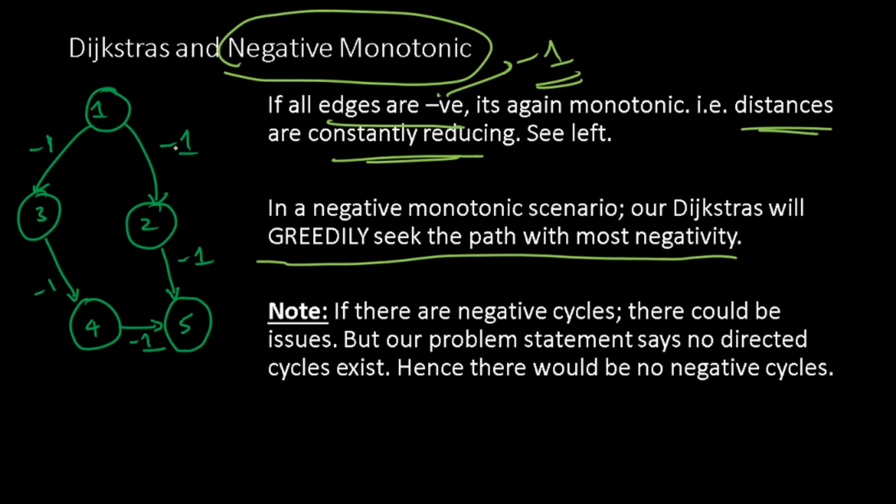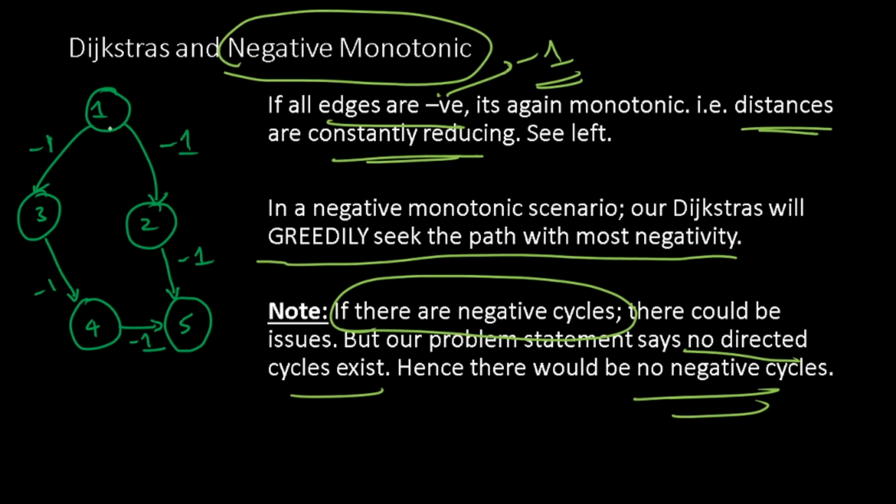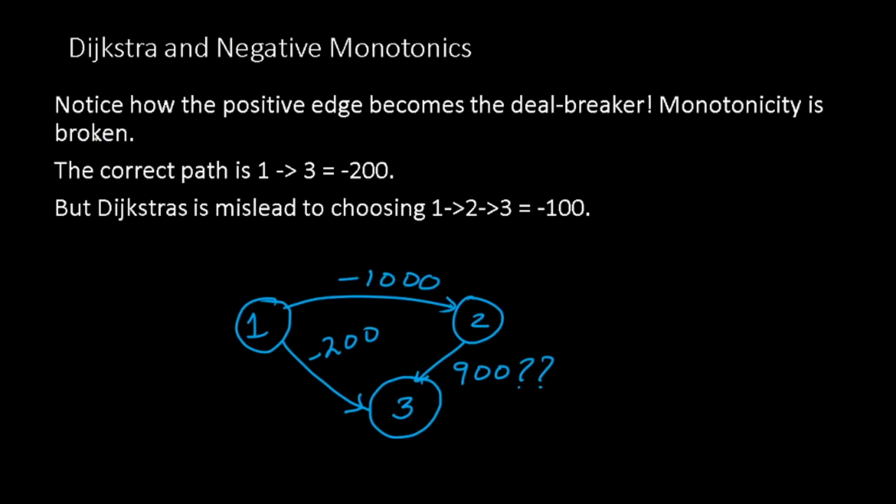problem. The only case where there could have been a failure is if there are negative cycles. If there are negative cycles, Dijkstra's will not work. Bellman-Ford also has to be modified to work. But our problem statement says that there are no directed cycles. Because there are no directed cycles, none of them would be a negative cycle anyway. So in other words, because we have no cycles and because we are dealing with a negative monotonic, it is possible to use Dijkstra's. To show you one more example of Dijkstra's failing when there is polytonicity, consider this example.